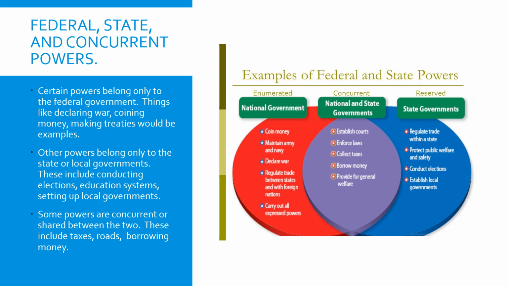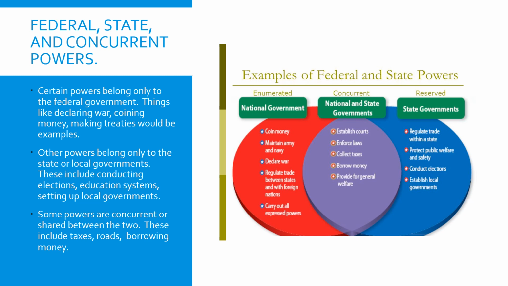Making treaties is another example. South Carolina can't decide it's going to make a treaty with Japan that's different from a treaty that North Carolina makes. That doesn't happen. Only the federal government, representing our entire country, can make a treaty. So those are specific to the federal government.